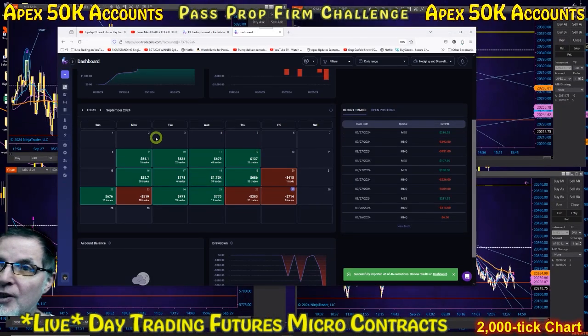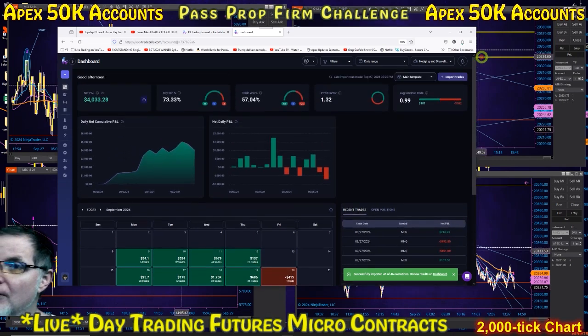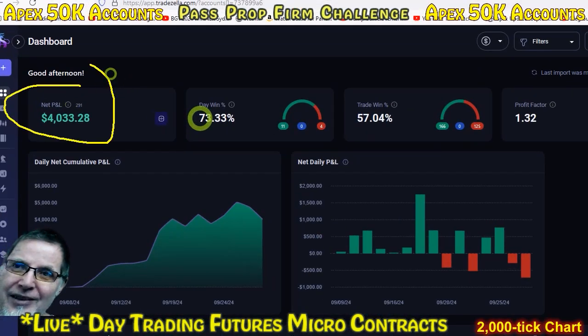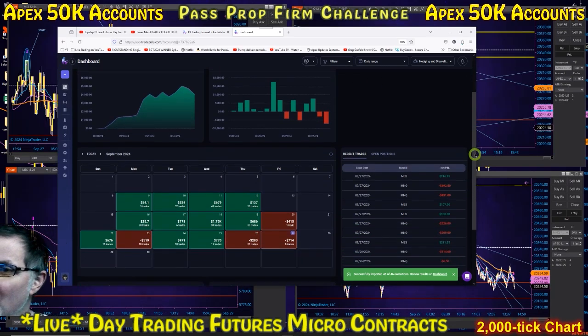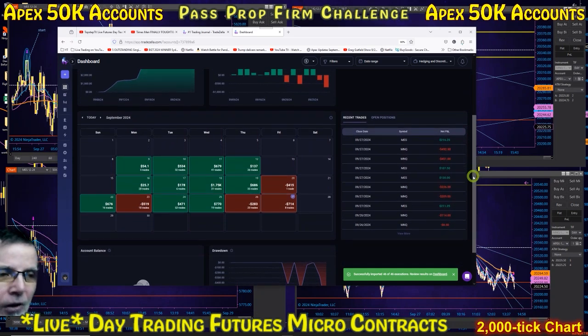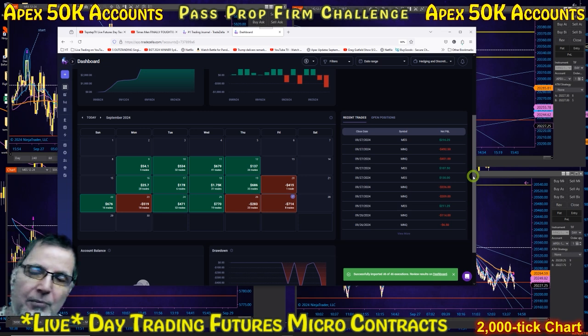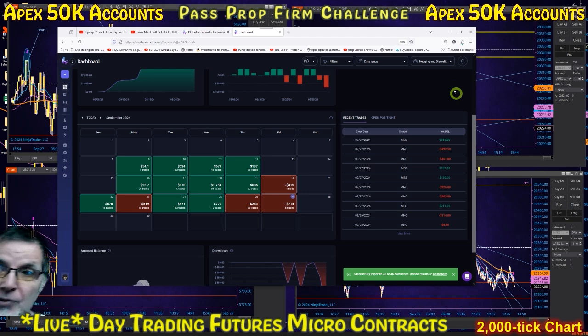Overall, the strategy is still up $4,000. I just didn't want to take any more loss on that. But I like the fact that I just said, you know what? Just close everything out. It's Friday. The market is very choppy, unpredictable, and we only have 90 minutes left. It could go down and it could get worse. So under $1,000 was good for me.